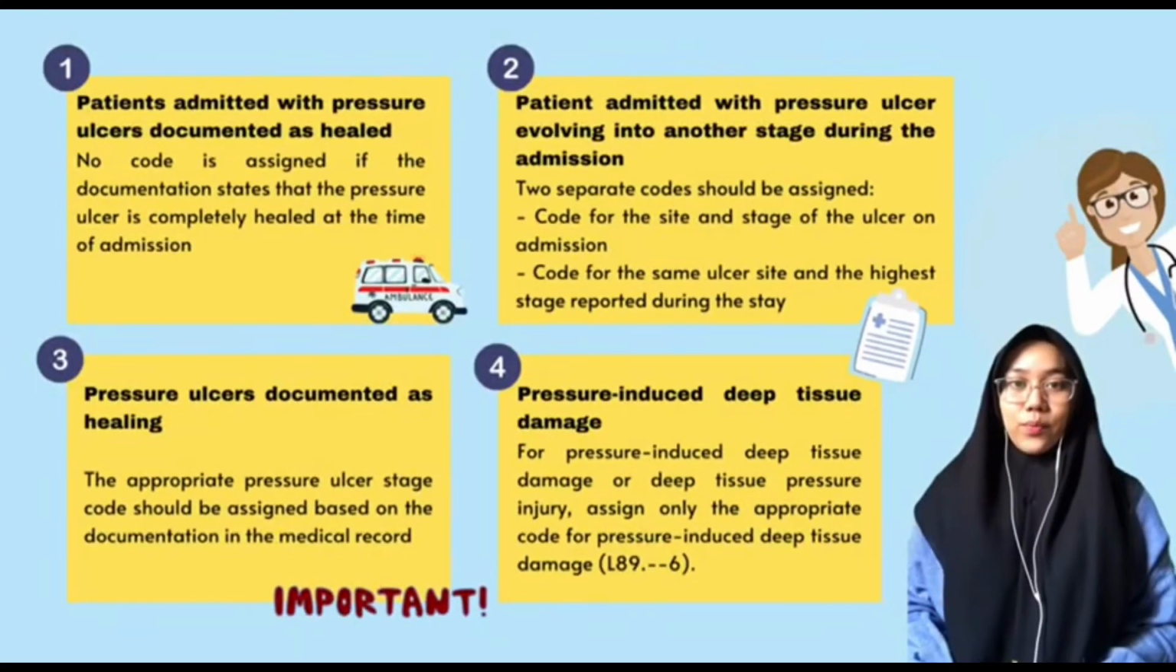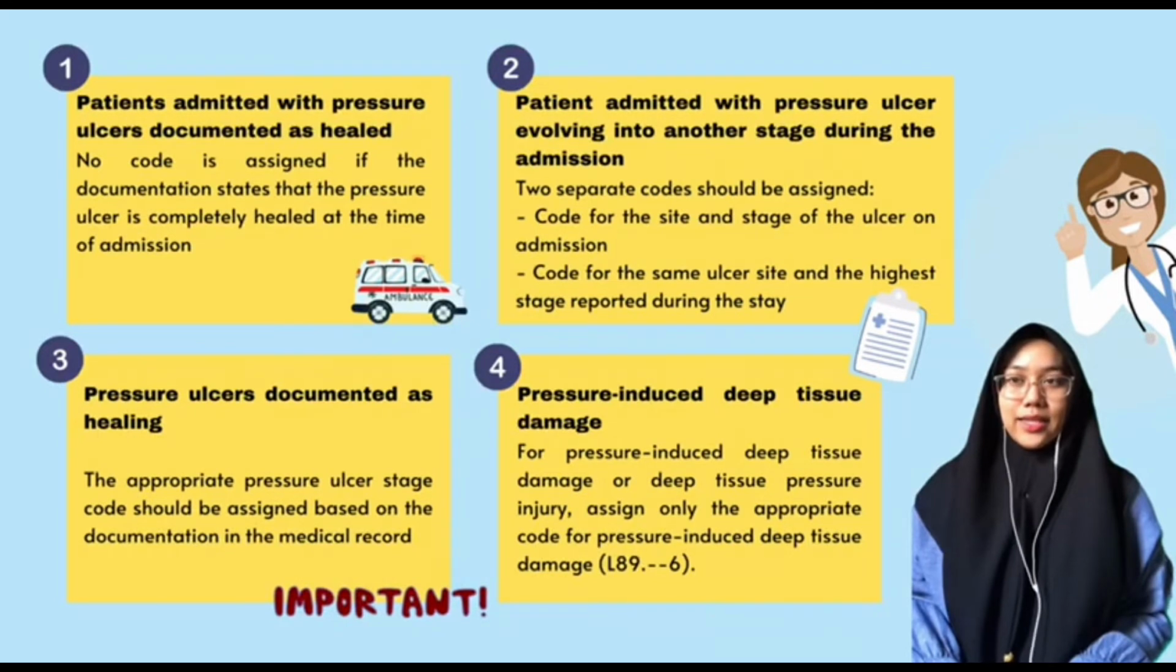The next guideline for pressure ulcer coding is patients admitted with pressure ulcer documented as healed. No code is assigned if the documentation states that the pressure ulcer is completely healed at the time of admission. Second, patient admitted with pressure ulcer evolving into another stage during the admission. Two separate codes should be assigned. First, code for the site and stage of the ulcer on admission. Second, code for the same ulcer site and the highest stage reported during the stay.